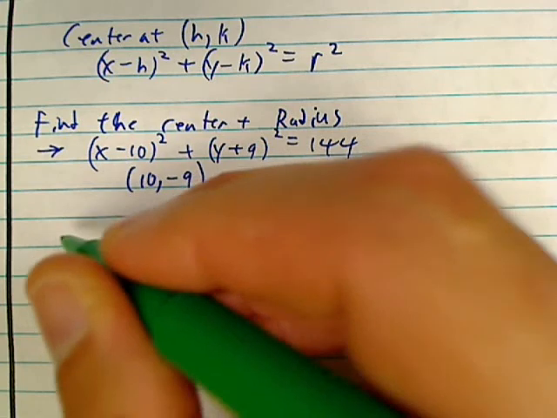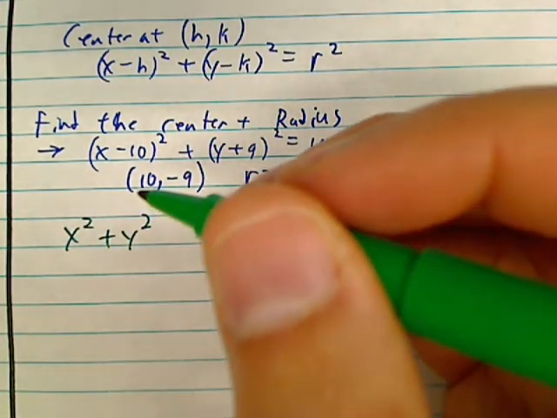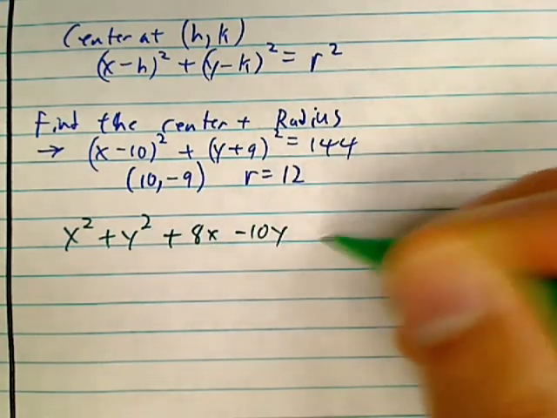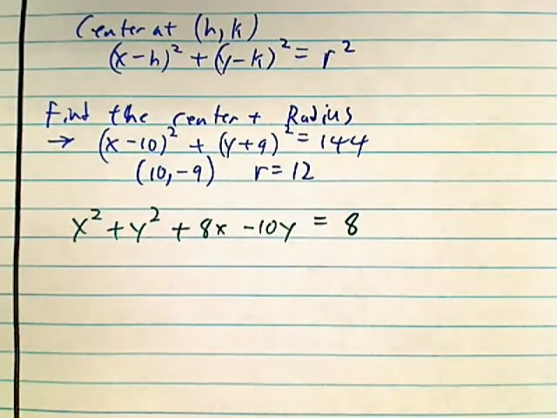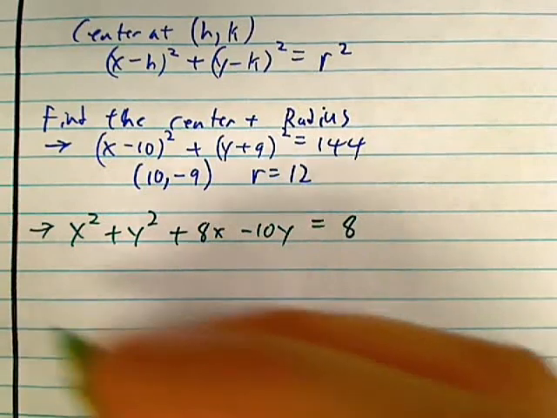Okay, I'll do it. Let's try x squared plus y squared plus 8x minus 10y is equal to 8. And we need to do that thing where we completed the square like we did with the parabolas. So let's see.